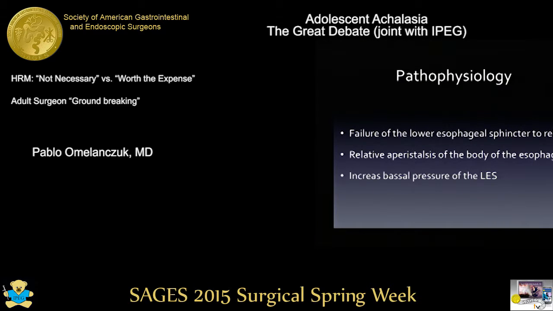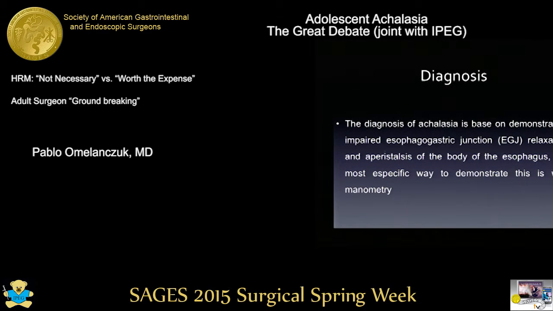There are three components, as you probably know, in the pathophysiology of achalasia. And the goal with the diagnosis of this pathology is to demonstrate the presence of these three elements. One is the failure of the lower esophageal sphincter relaxation. The second one is the aperistalsis of the body of the esophagus. And the last one is the increased basal pressure of the lower esophageal sphincter.